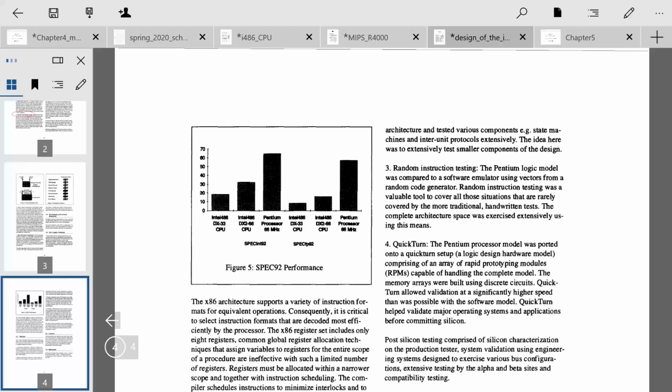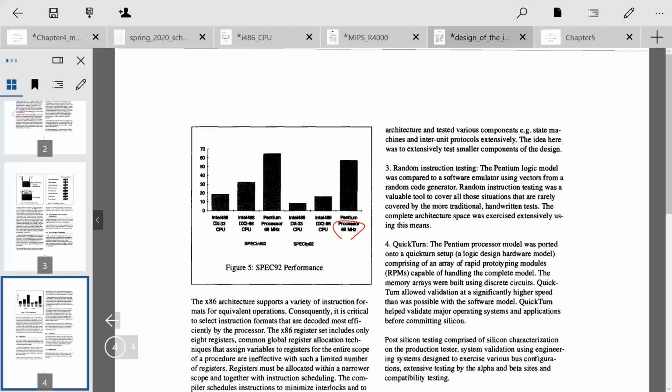Now SPEC 92 came out, and here they're simply comparing to the 486. They're clocking at 66 megahertz. Okay, so they're actually achieving a slightly higher clock rate than the R4000, even with the same process technology and a shallower pipeline. I'm not exactly sure how they're doing that, but we can see that it's achieving substantial speedup.